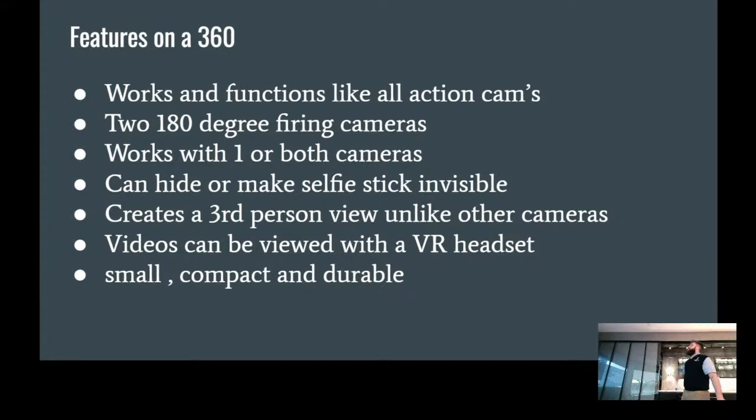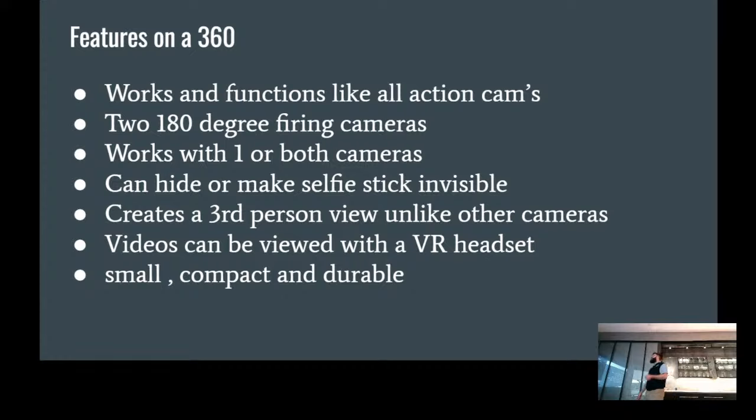So, what makes 360s different than other cameras? Why do I care? Well, first and foremost, it works and functions like all other action cameras. But it has two 180-degree firing cameras. That's where the 360 comes in. There are two lenses on both sides of the camera, shooting at the same exact time. If you don't like that, you can do it where it only works with one of the lenses and you can make it like an action camera. But the both of them together is amazing.